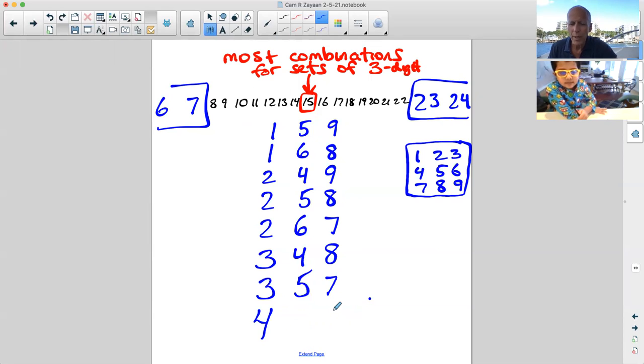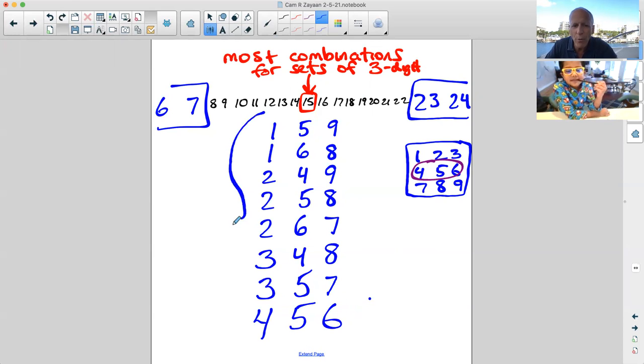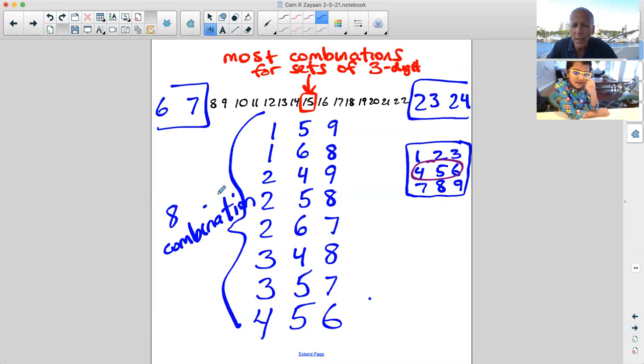And remember, let's just think about it. And you know what's fun about this one? Absolutely. Zayaan, you did it yourself. Oh my gosh. You found all 8 combinations, and next week I am going to teach you how many permutations these numbers would have.